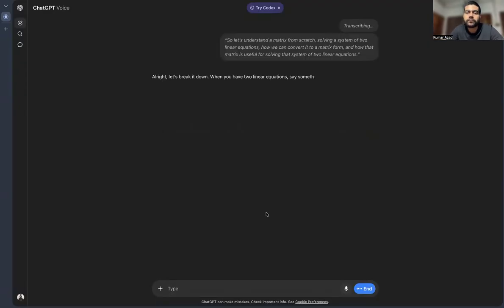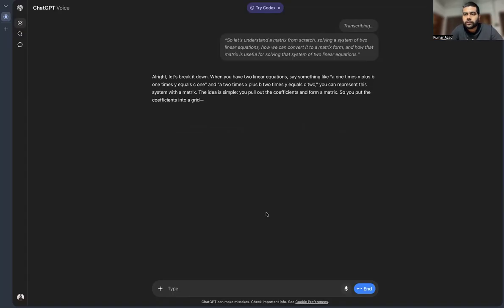When you have two linear equations, say something like a1 times x plus b1 times y equals c1, and a2 times x plus b2 times y equals c2, you can represent this system with a matrix. The idea is simple. You pull out the coefficients and form a matrix. So you put the coefficients into a grid. The first row is the coefficients of x and y from the first equation, the second row from the second equation. This gives you a coefficient matrix.